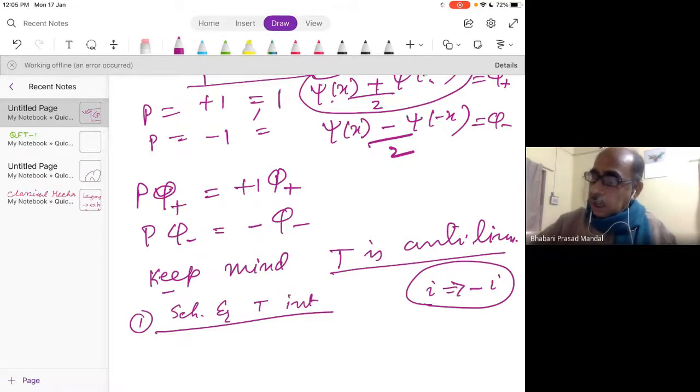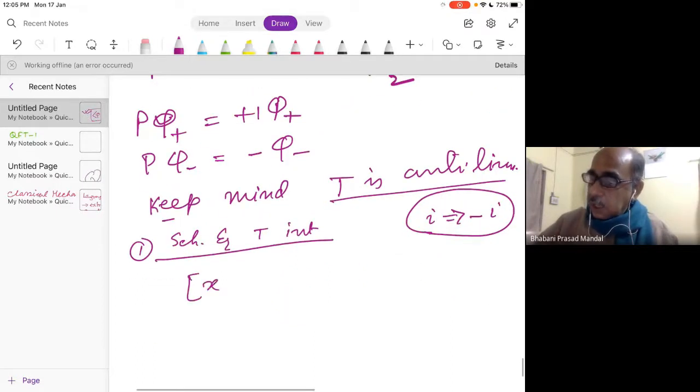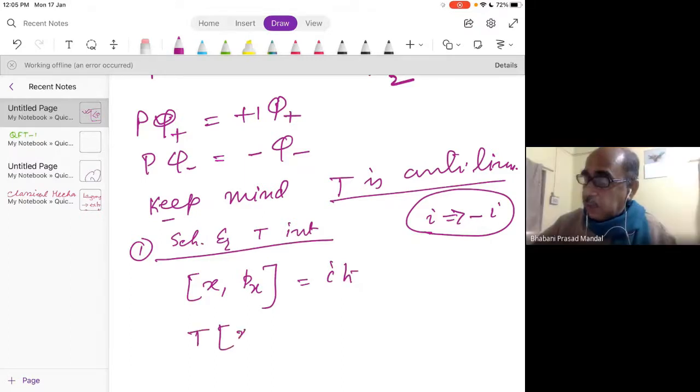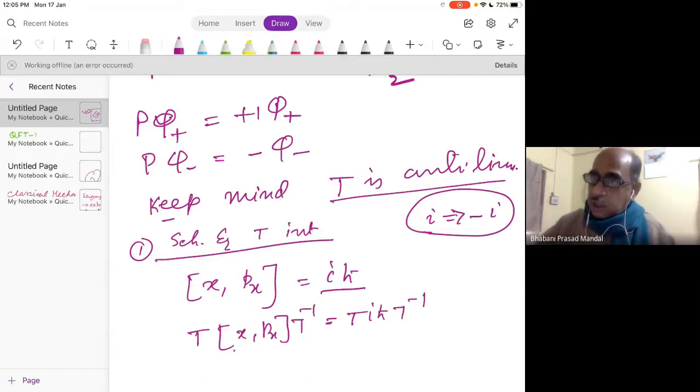The second way is the fundamental commutation relation [x, p_x] equals i h-bar. This you tried, I think, Somendu. Yes, sir. So if you take the time reversal of [x, p_x] on both sides, this side is a number, so i h-bar, T T inverse. Now under time reversal, x will not change, but p_x will change, since p has time. So the left hand side will have a minus sign. The right hand side is a pure number. How can it have a minus sign?